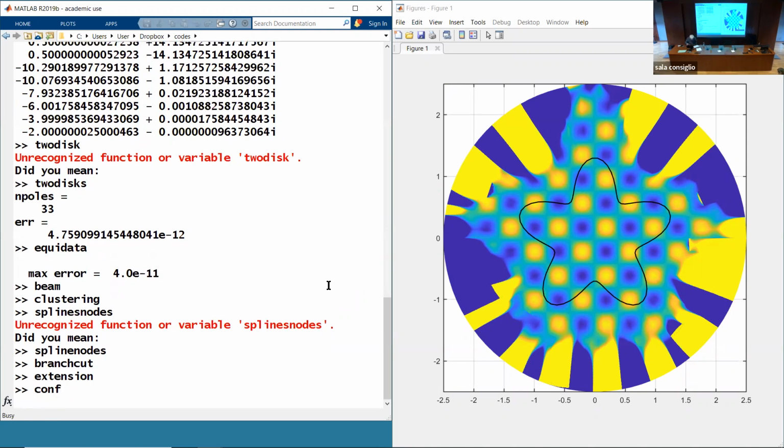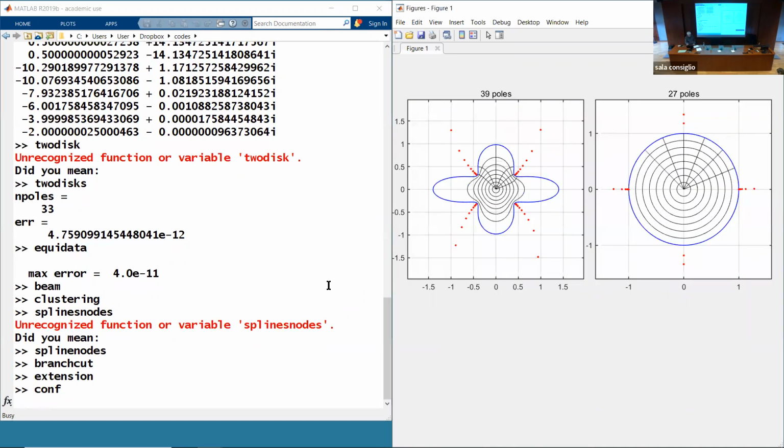The next one is called conf, which stands for conformal. And what this one does is it computes a conformal map from that region on the left to the unit disk. It doesn't use AAA for that, although one could. But once it's got the map, it then represents it by rational functions in that direction and another rational function in that direction. And the red dots show you the poles of those two rational functions. So as far as I can tell numerically, this is the best way to represent conformal maps.